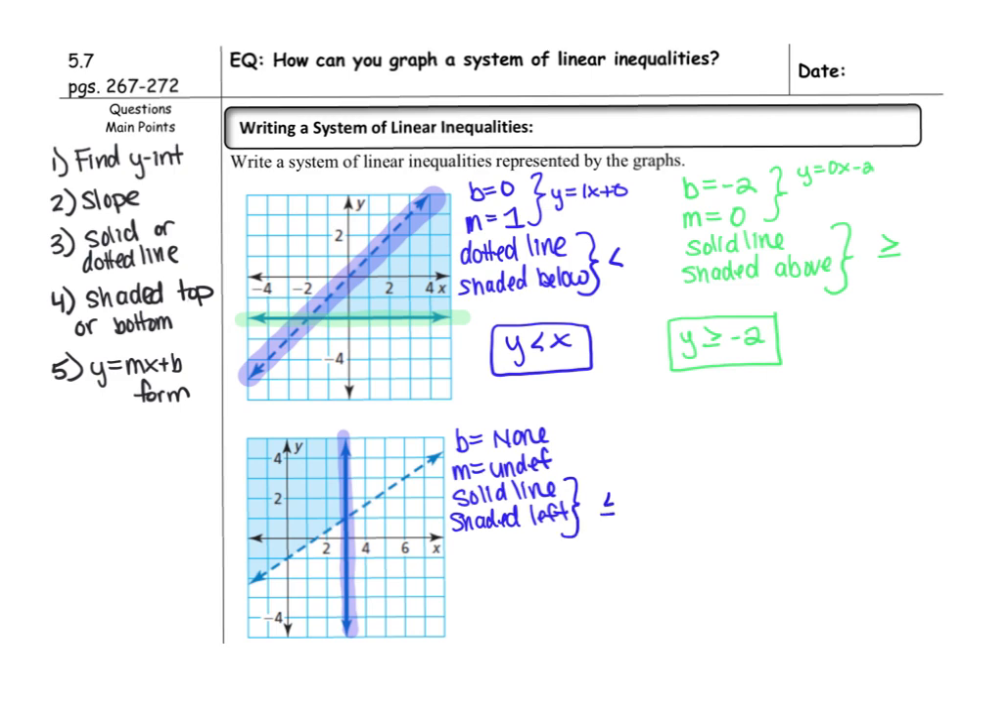Now, if the slope is undefined, and the y-intercept, there isn't one because it doesn't cross the y-axis, we want to look at where it crosses the x-axis. So it crosses the x-axis at 3. So instead of it being x is equal to 3, the inequality that represents the blue line would be x is less than or equal to 3.